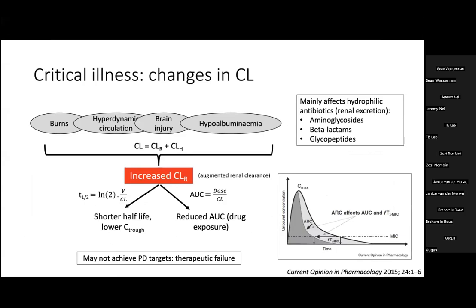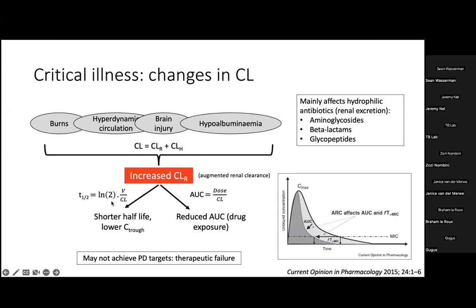What about changes in clearance? Now, this can happen in two directions in patients who are critically ill. Firstly, it can increase, and that's this example here, and lots of factors can cause increased clearance in critical illness: burns, hyperdynamic circulation, patients with brain injury, which affects the autonomic nervous system, vasodilation, hypoalbuminemia. And clearance, which is a composite of renal clearance and hepatic clearance, is increased, mainly through augmented renal clearance.